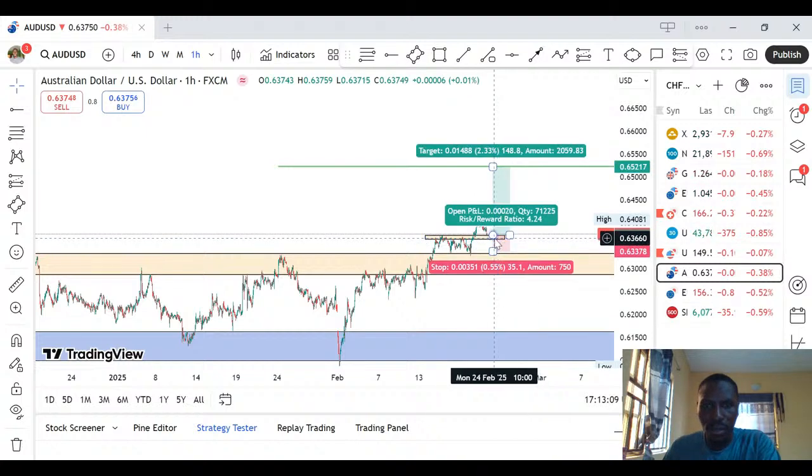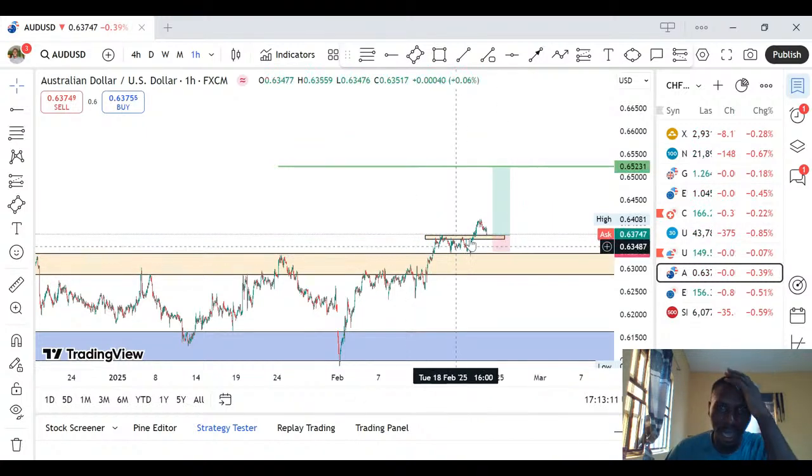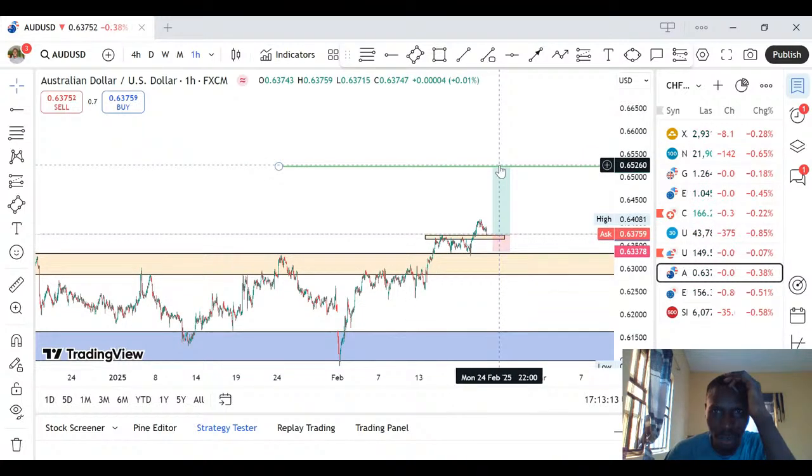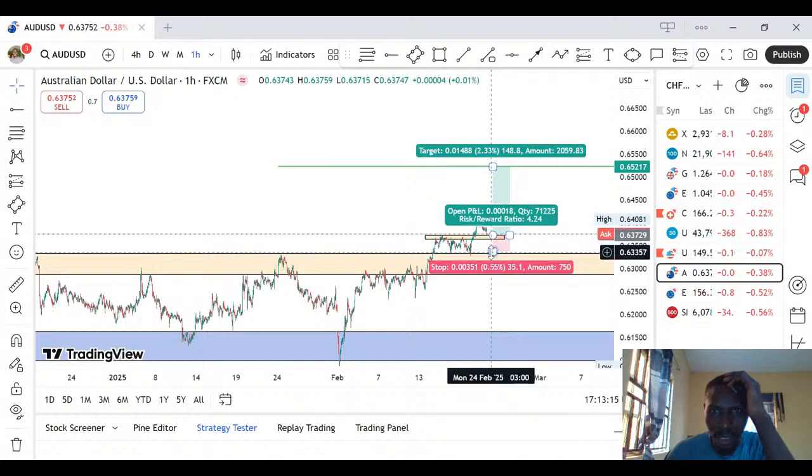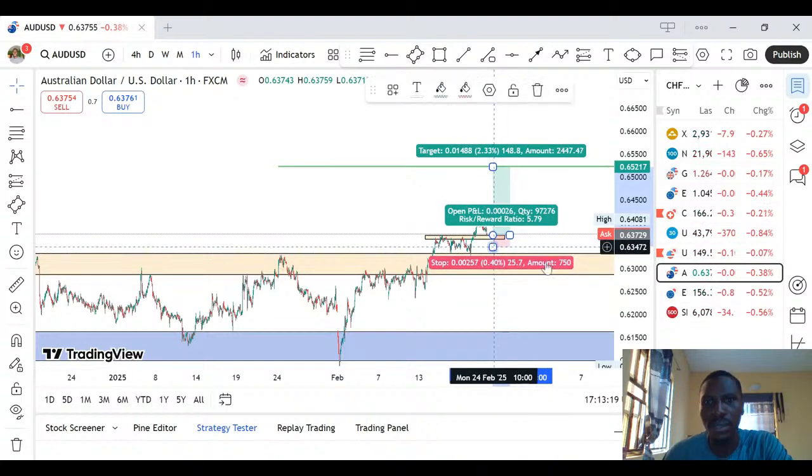We just wait for price to come here, then we buy. And our take profit will be at this point, while the stop loss will be right here.